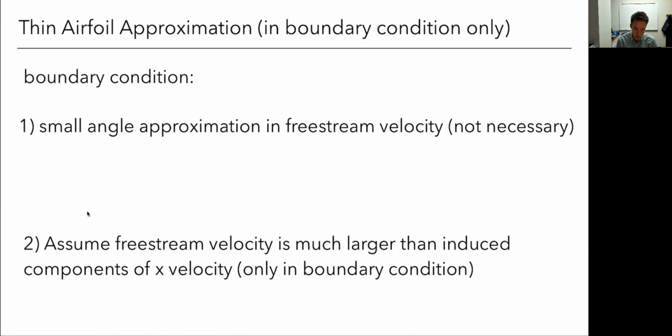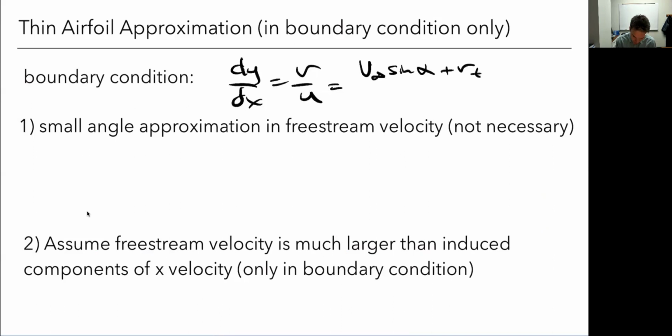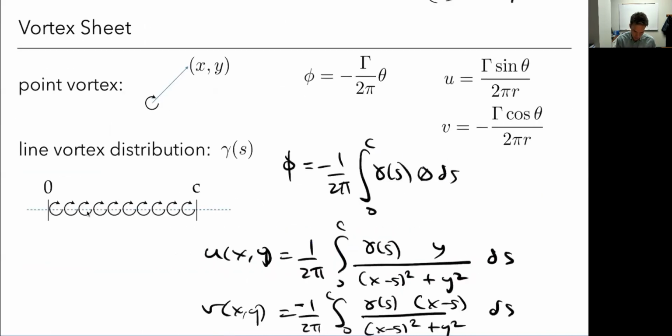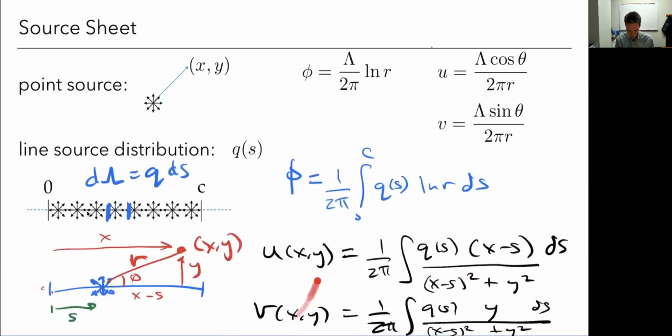Okay, so the first thing we're going to do is write my full boundary condition again: dy/dx is equal to v over u. And v over u, as we've broken it down, is v infinity sine alpha, my free stream component, plus v from my thickness plus v from camber. And these are the solutions we found before. This is the camber portion, and this is the thickness portion from the sources.